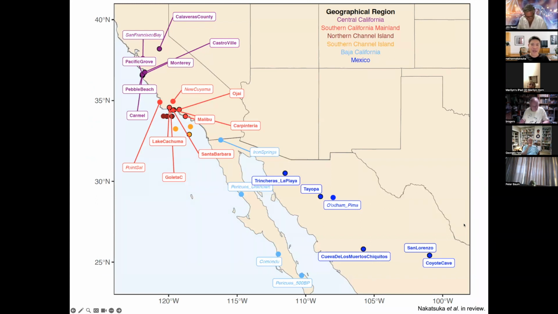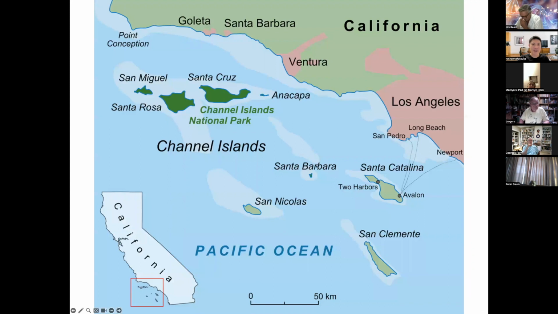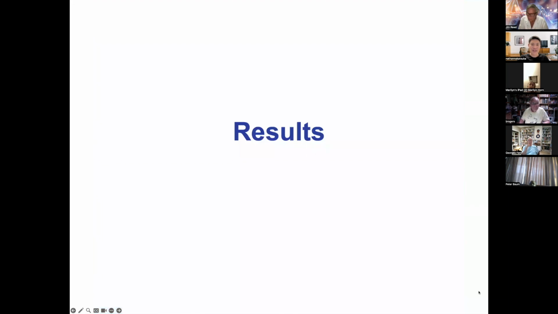So here's a map of where the ancient individuals in the study lived, encompassing Central California, Southern California mainland, Northern and Southern Channel Islands, Baja California, and Mexico. So here's a map of the Channel Islands. The ancient individuals in the study are from the 6 main Channel Islands. The Northern Channel Islands are distinct from the Southern Channel Islands because inhabitants of the Northern Channel Islands, these 3 up here, when contacted by Europeans, were found to speak Chumash languages, which still exist today. And the Southern Channel Islands spoke Uto-Aztecan languages, which also exist today, but they were very different, distinct language families. So now we'll get into the results.